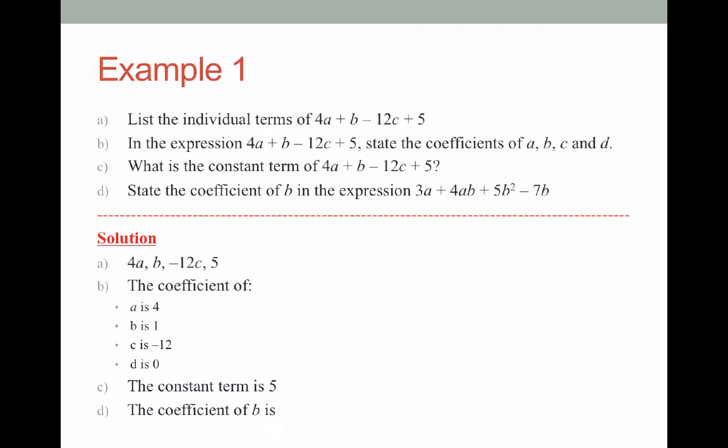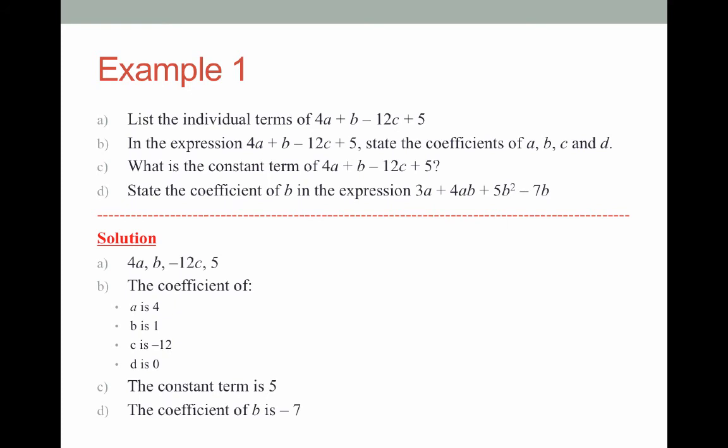And finally for D, we're asked to state the coefficient of b in that expression. Now the first term is 3a, so there's no coefficient of b there. The second term is 4ab, but that 4 belongs to the ab, not just the b, so we need to move on. The next term is 5b squared. Now b squared is not the same as b, so 5 is not the coefficient of b. And finally we look at the final term, which is minus 7b, and in this case the coefficient is minus 7. So minus 7 is the coefficient of b.